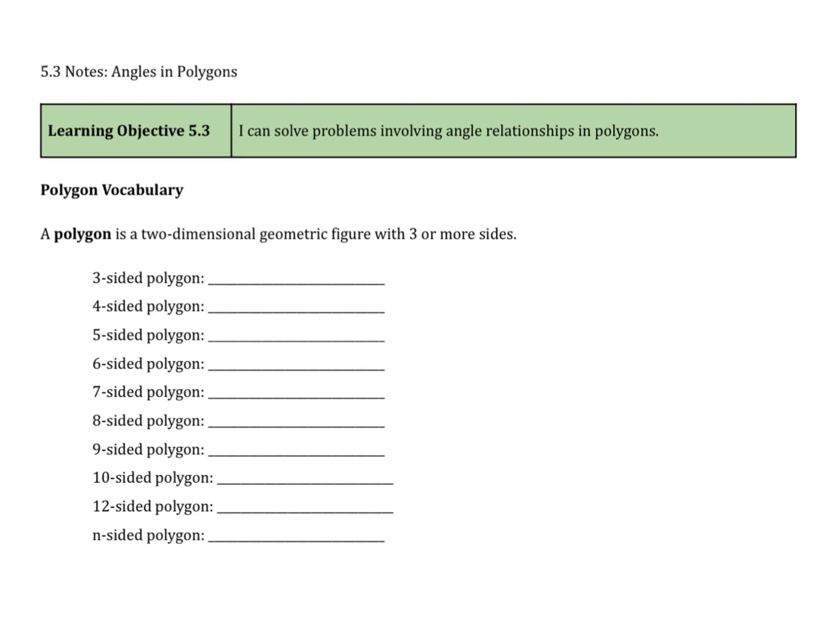In this lesson, we will solve problems involving angle relationships in polygons. First, let's talk about some polygon vocabulary. A polygon is a two-dimensional geometric figure with three or more sides. So I bet if you pause the video, you could probably name a three-sided polygon, a four-sided polygon, and so on. So pause the video and see how many you know.